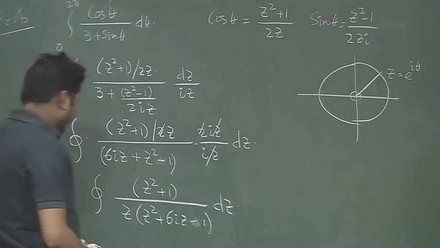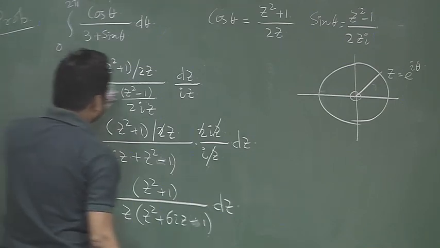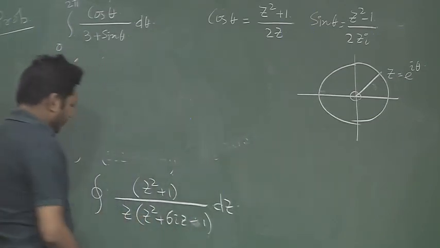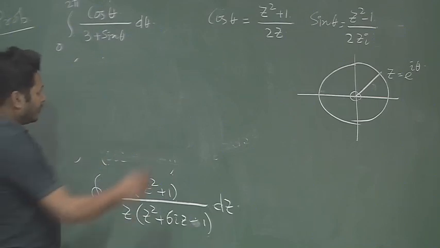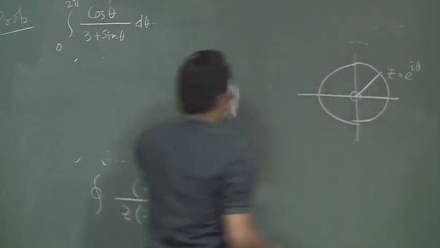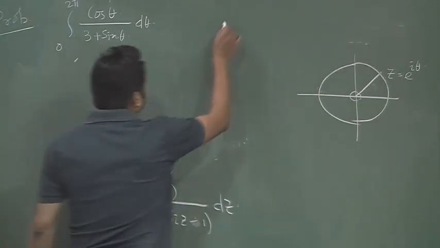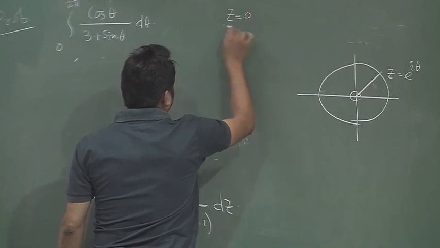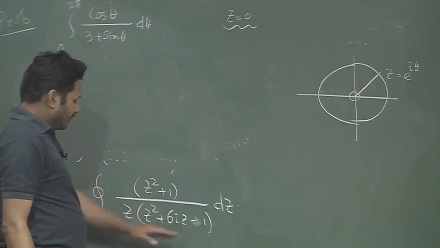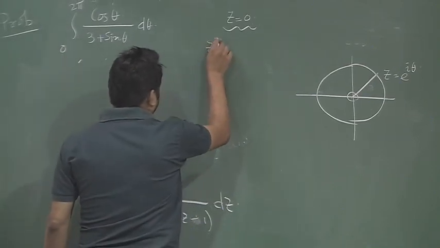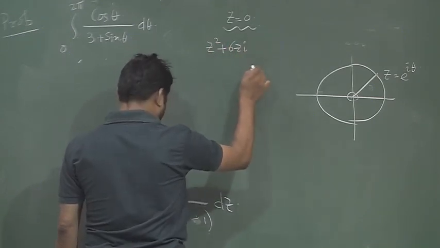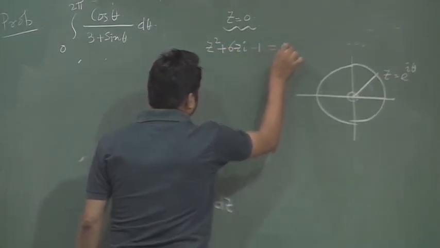Okay. So, again this function should have some kind of singularity. So, let us check where these singularities are. So, obviously the singularity is at z equal to 0, we have a singularity, that is for sure. Another singularity: I need to write z square plus 6iz minus 1 equal to 0.